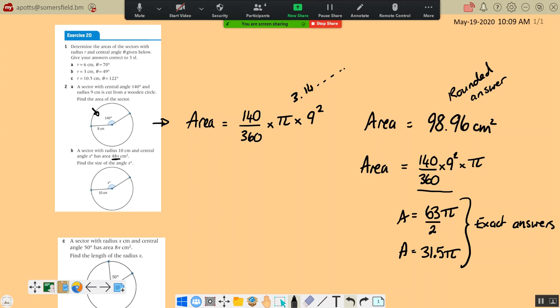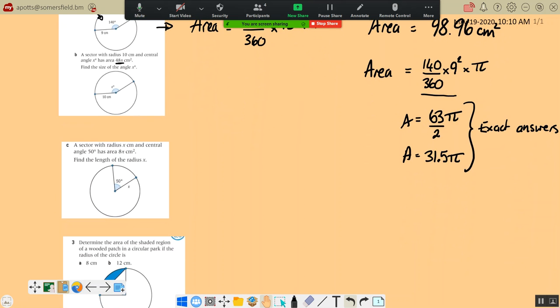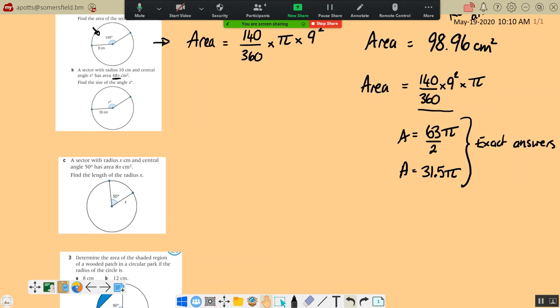It's not particularly difficult, I guess, if you're okay. But let's just have a look at this next one. I put a few questions. Let's have a look at this one. It says a sector with radius 10, central angle x. So the angle is the unknown now.